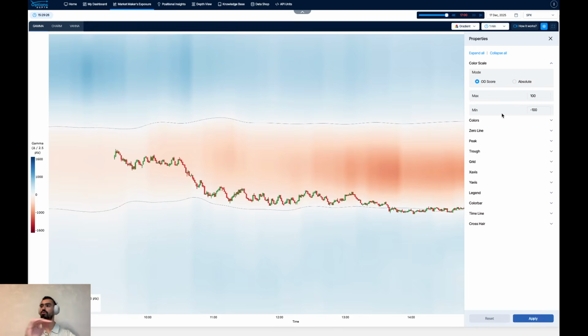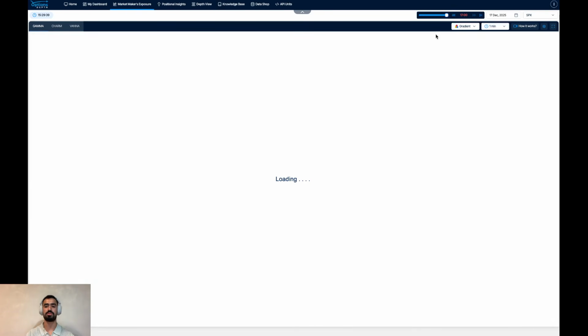So the gamma zero is going to be the same, right? But the magnitude you're going to see is based on the 90-day history, and it's a percentile score. So let's apply the OD score here for that day.